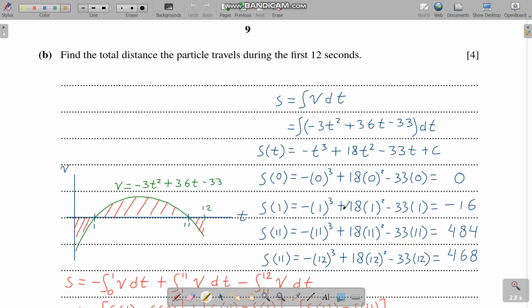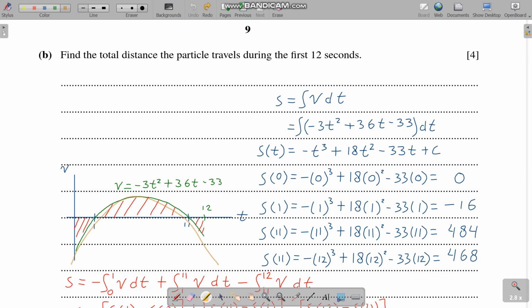Find the total distance travelled during the first 12 seconds. So first of all, we have the velocity function, so it's a quadratic, and minus 3 means the graph opens downwards.